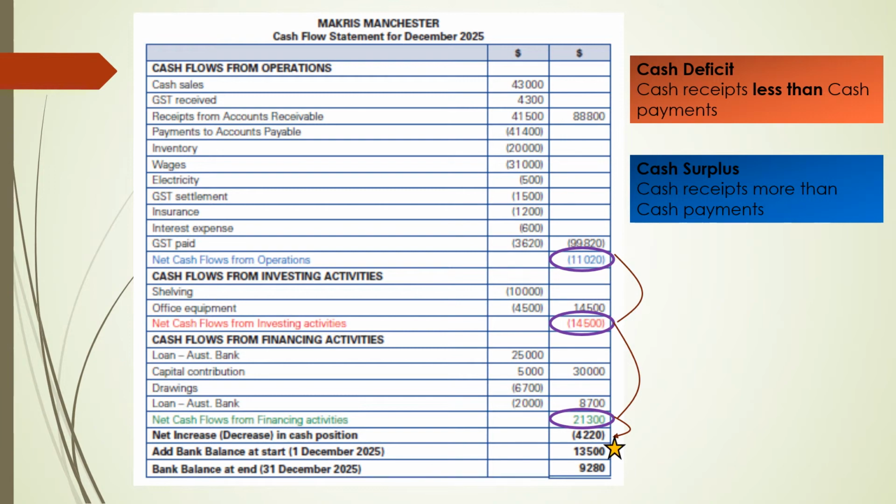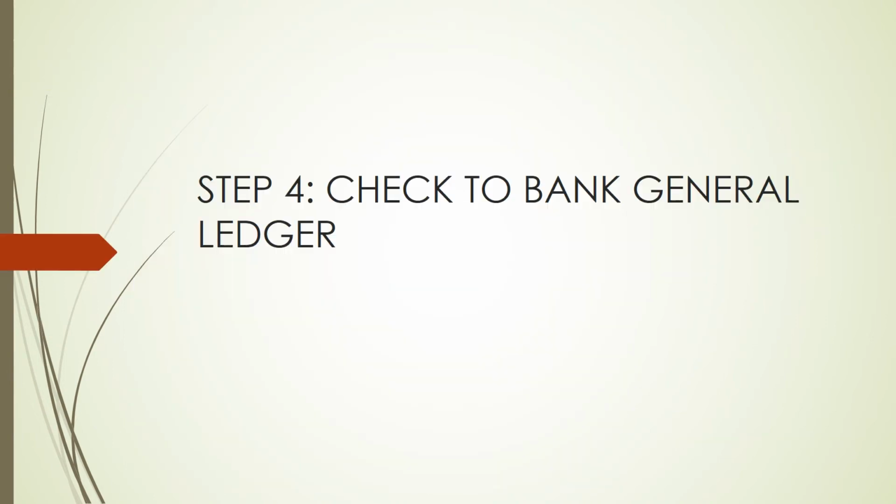Next, we need to add our bank balance at the start, and we can get this amount from the bank's general ledger. So we are adding up our amounts together, which would give us our final bank balance at the end of $9,280. Last step is for us to check our cash flow statement to the bank's general ledger.